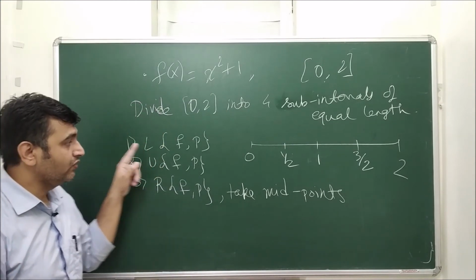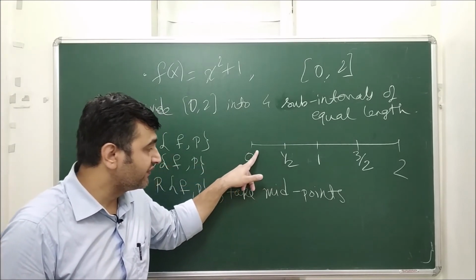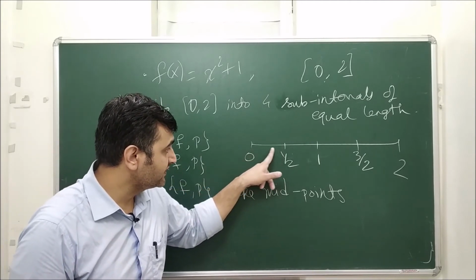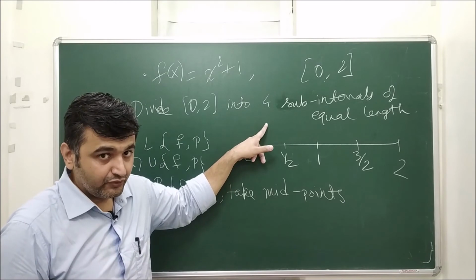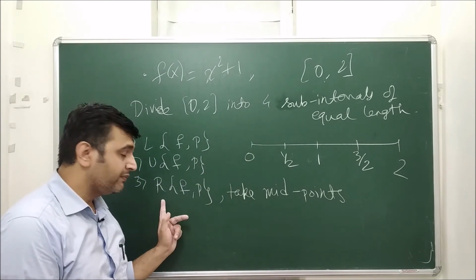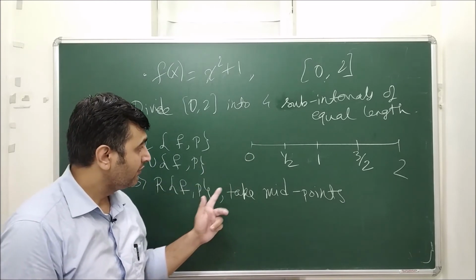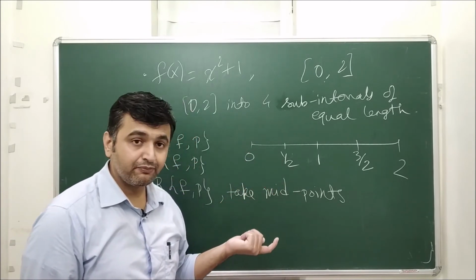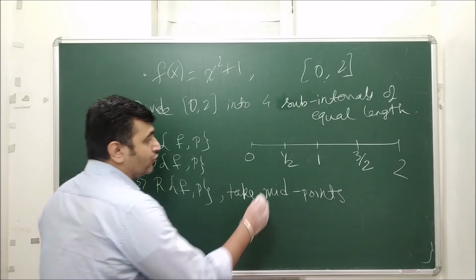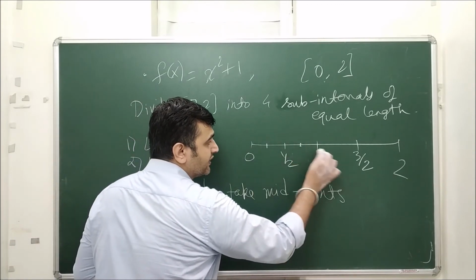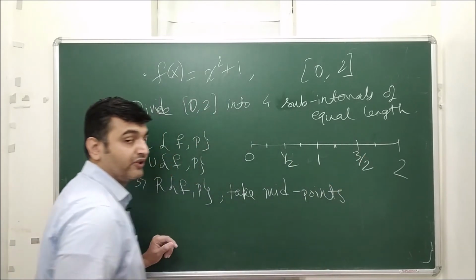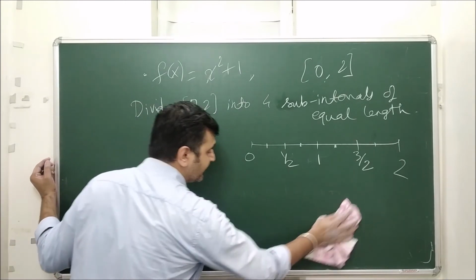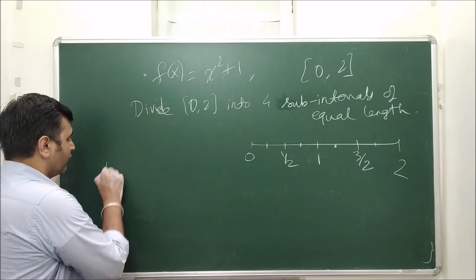For LFP, I know I have to look for those points where the function is taking the minimum value. For UFP, I have to look for those points where the function is taking the maximum value. To find RFP, RFP means arbitrary Riemann sum, the question is which point I should take. Well, they have given that you have to take the midpoints. So to find RFP, you look for the midpoints and take the value of the function at the midpoints. Okay, so let me do one by one. So first find LFP.